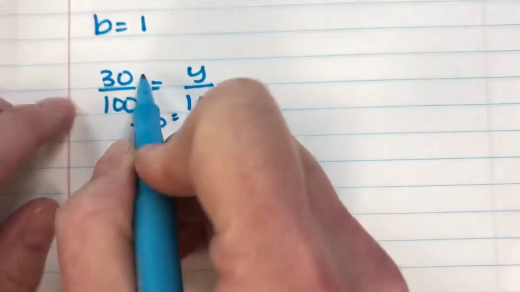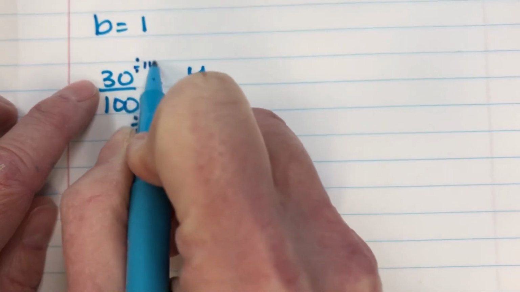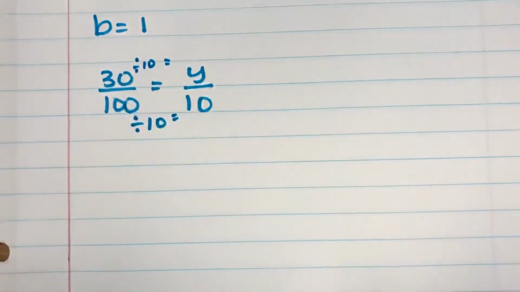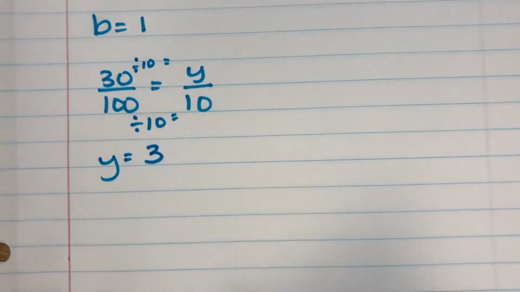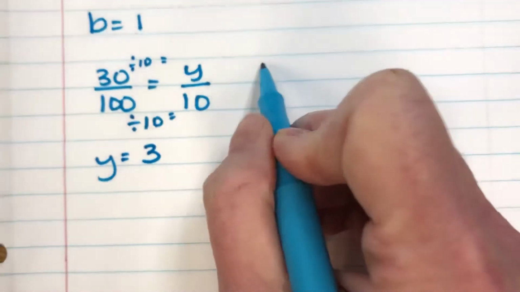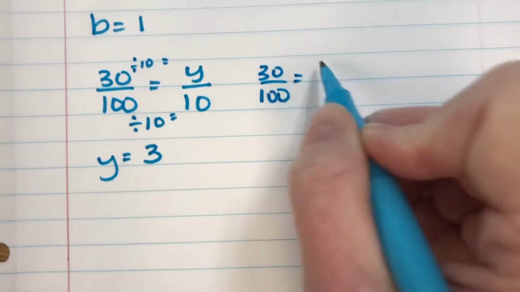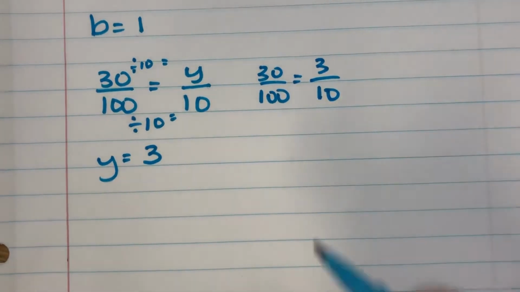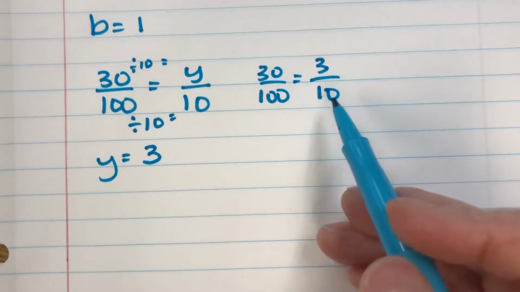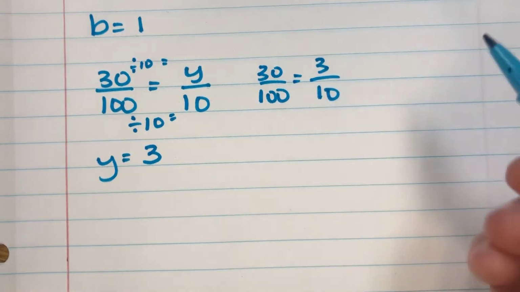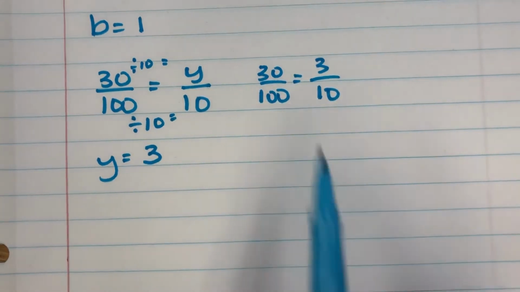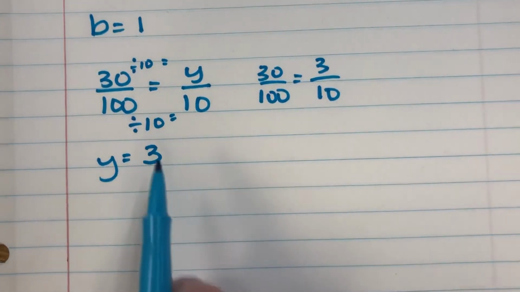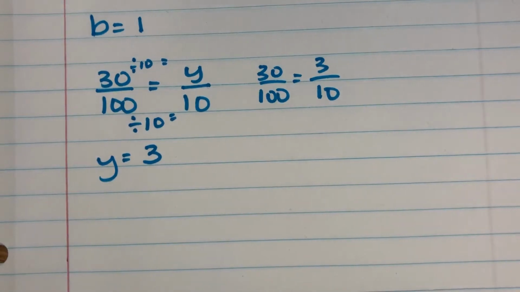So in order to find y, I need to do the same thing to the top number. 30 divided by 10 will give me y. 30 divided by 10, 10, 20, 30, is 3. So y would equal 3. That means that 30/100ths is equal to 3/10. And remember, if you don't want to go from left to right, you could go from right to left. That would be fine. 3 times 10 is 30. 10 times 10 is 100. But either way, 30/100ths is equal to 3/10. That's what this means. So as you're coming up with those amounts, remember multiplication and division are your friends.